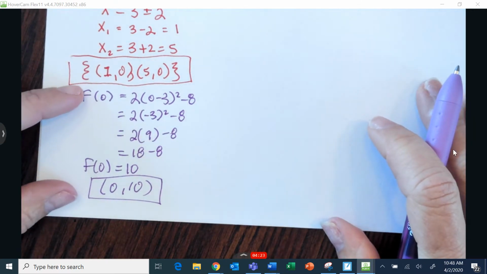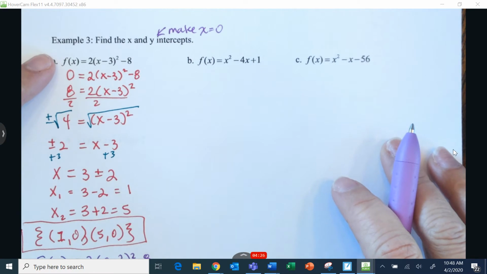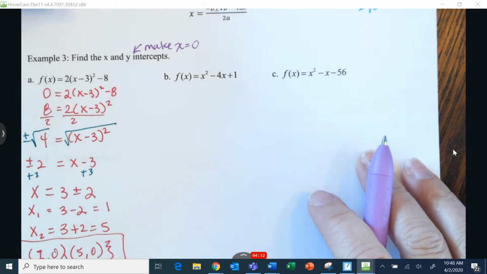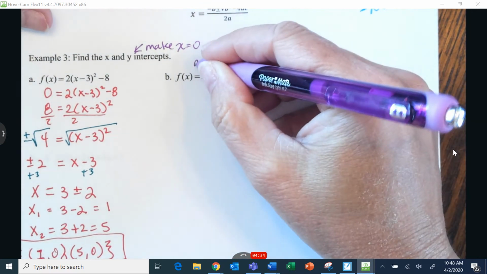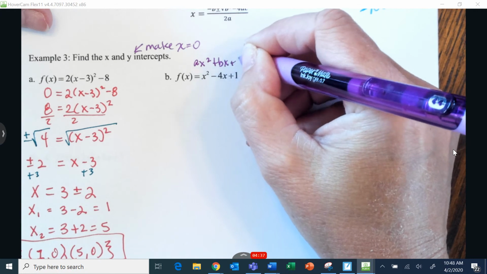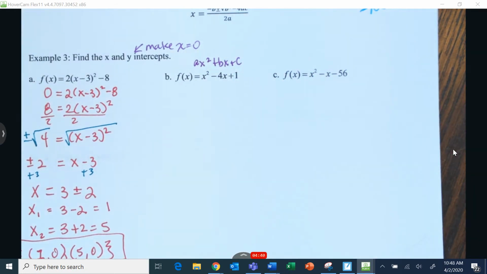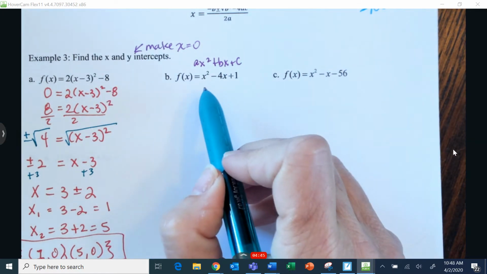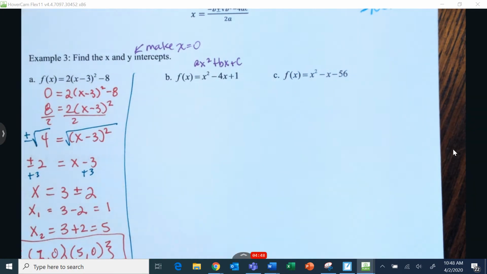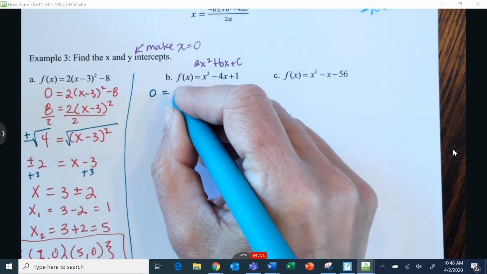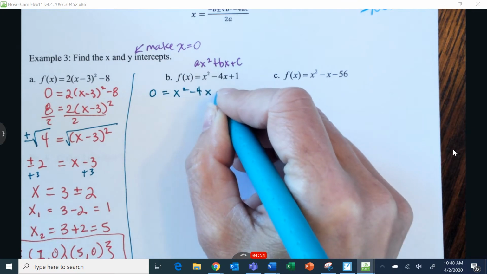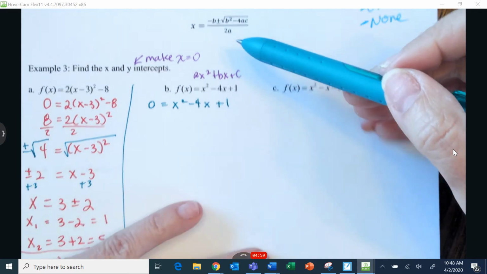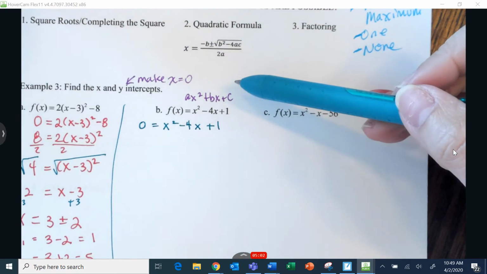Okay, so again, that was if we have it in vertex form or we use completing the square to put it into vertex form. Question B is in standard form. This is ax squared plus bx plus c. So to find the x-intercepts, we're going to make y 0. Now, I gave you a question that cannot be factored, so I'm going to show you how to solve this by using the quadratic formula.